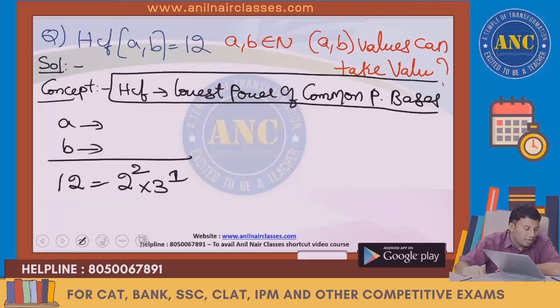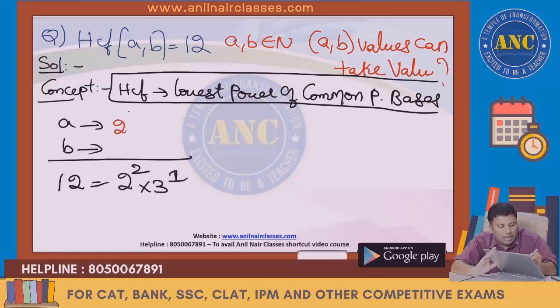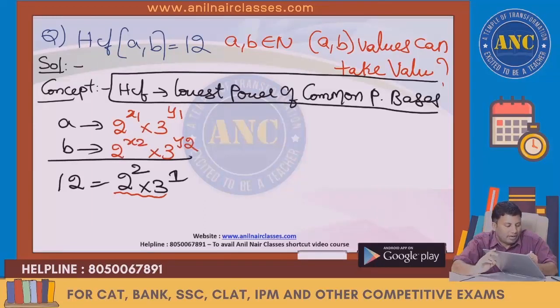A and B. 12 is 2 square into 3 power 1. A and B are nothing but the prime bases which should be present in the question. A is 2 power x1 into 3 power y1, and B is 2 power x2 into 3 power y2.